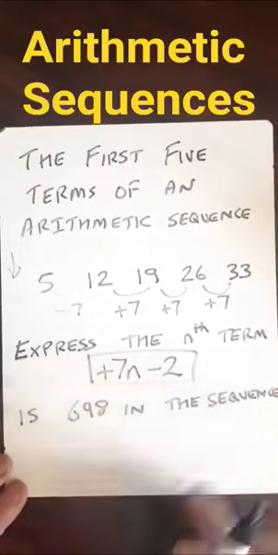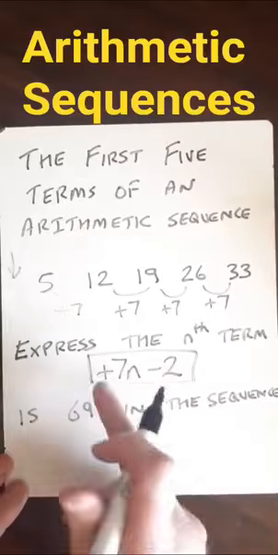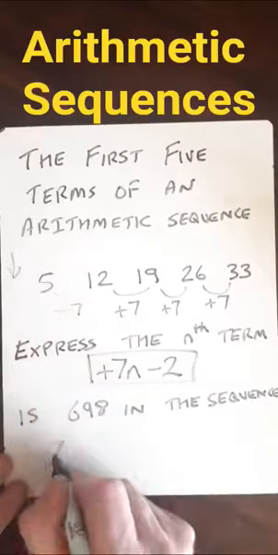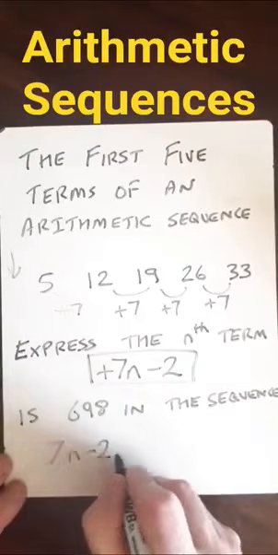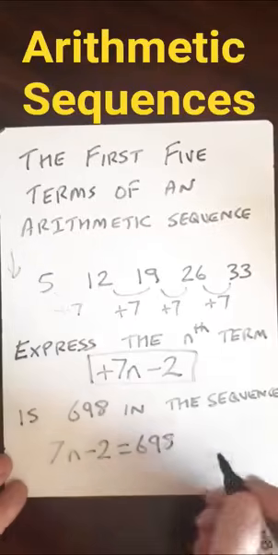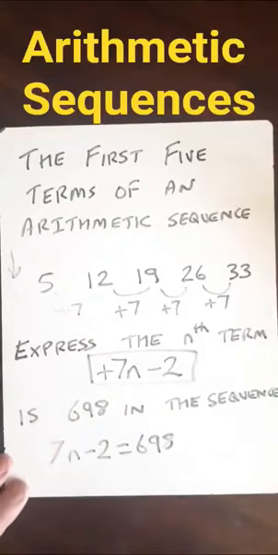Is 698 in the sequence? So what we simply do is set this equal to that. That's our first mission. And then what we have to do is solve for n, and if n is an integer, we know it's in the sequence because n is always an integer.